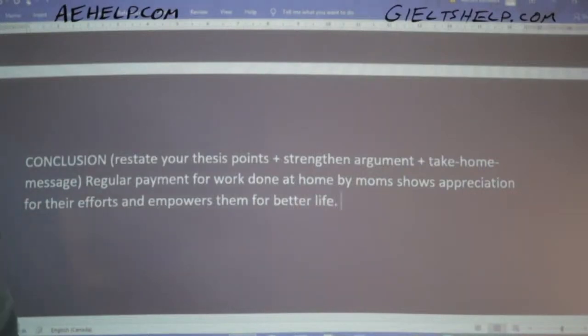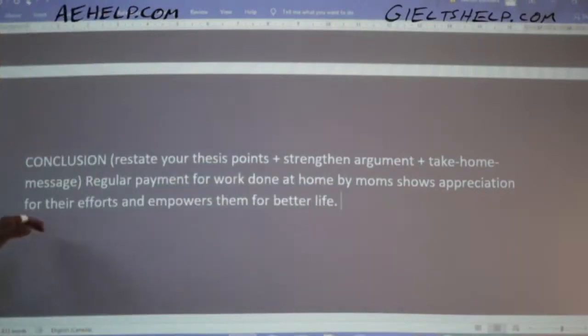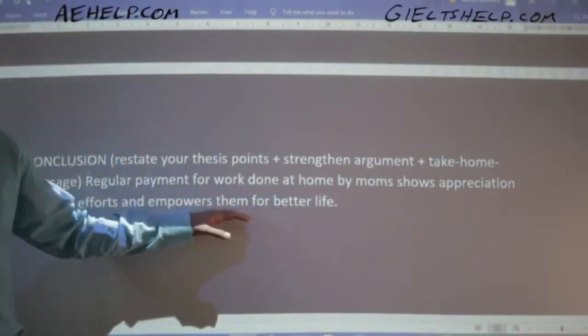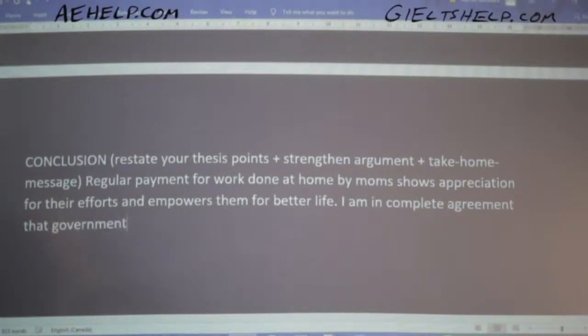Okay. So regular payment for work done at home by moms shows appreciation for their efforts and empowers them for better life. All right. I am in complete agreement that governments must budget for this in their expenses.